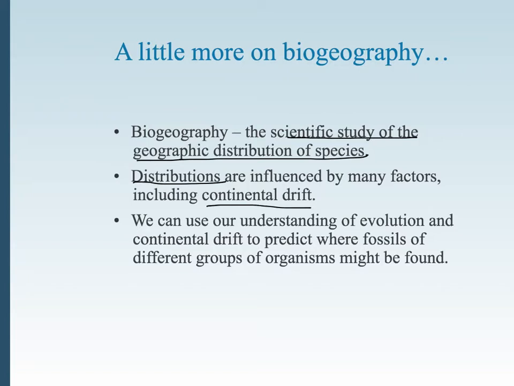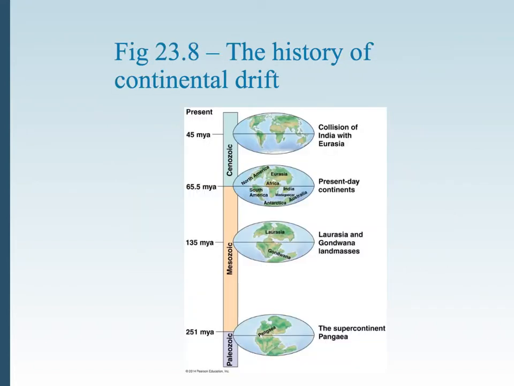And so we can use our understanding of evolution as well as continental drift to predict where fossils might be found. And so this is Pangaea, and this is just showing you how the continents move over time. And we talked very briefly in class about how the continents move with relation to them being on tectonic plates and floating on the mantle and convection currents and that kind of thing. You don't need to know a lot about that except to know that very, very, very slowly our continents are moving. And they're moving at a rate of, for most of them, centimeters a year.